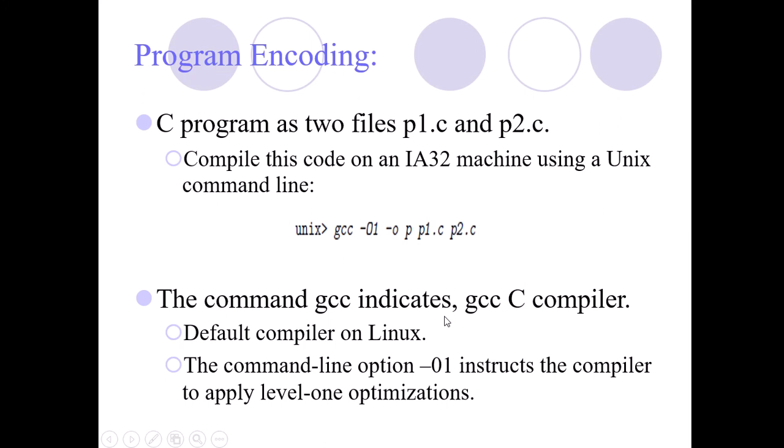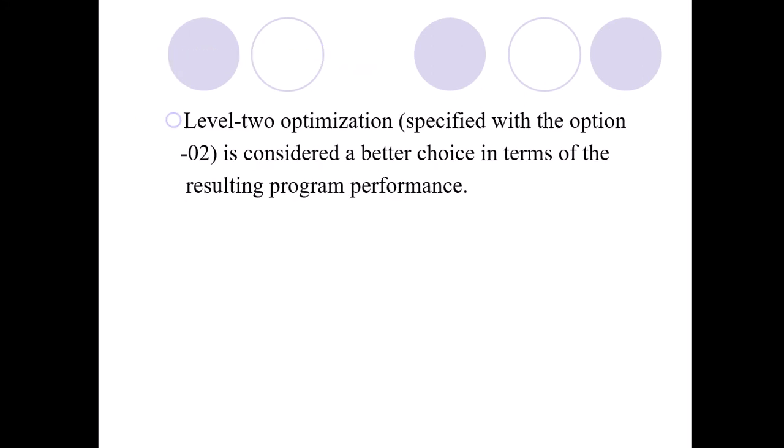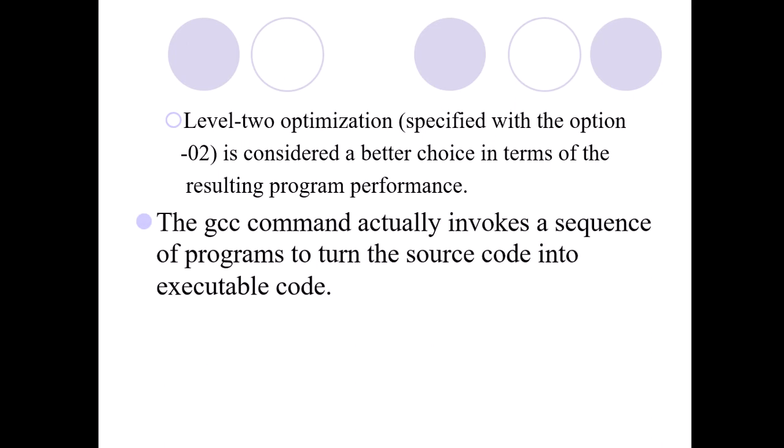Now the command gcc indicates the C compiler, the default compiler on Linux. And then the command line option -O1 instructs the compiler to apply level 1 optimization, as it is mentioned here. For level 2 optimization we will use -O2. That's a better choice in terms of program performance. So the gcc command actually invokes a sequence of programs to turn the source code into executable form.